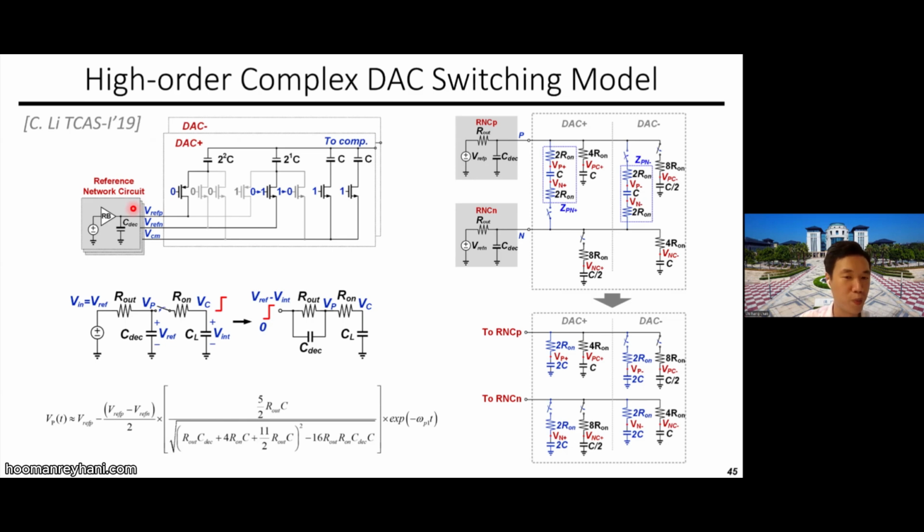Because this is very detailed, I would suggest you go to our paper and read about that. But the idea is we start from a VCM-based switching and a reference that looks like this. Then we do a delta-wye transformation, so that we turn this high-order complex model into a more easily modelable RC sampling network.